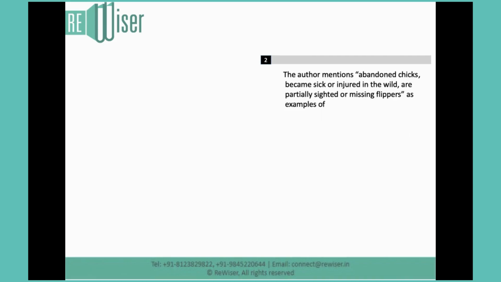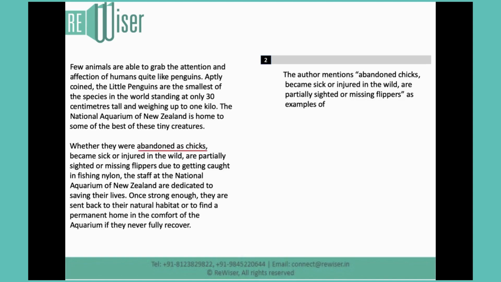Question number 2. The author mentions abandoned chicks, chicks that became sick or injured in the wild, are partially sighted or missing flippers as examples of what? So what idea are they supporting? I need to go to the passage and see where all this is mentioned. I'll actually start reading from the beginning.